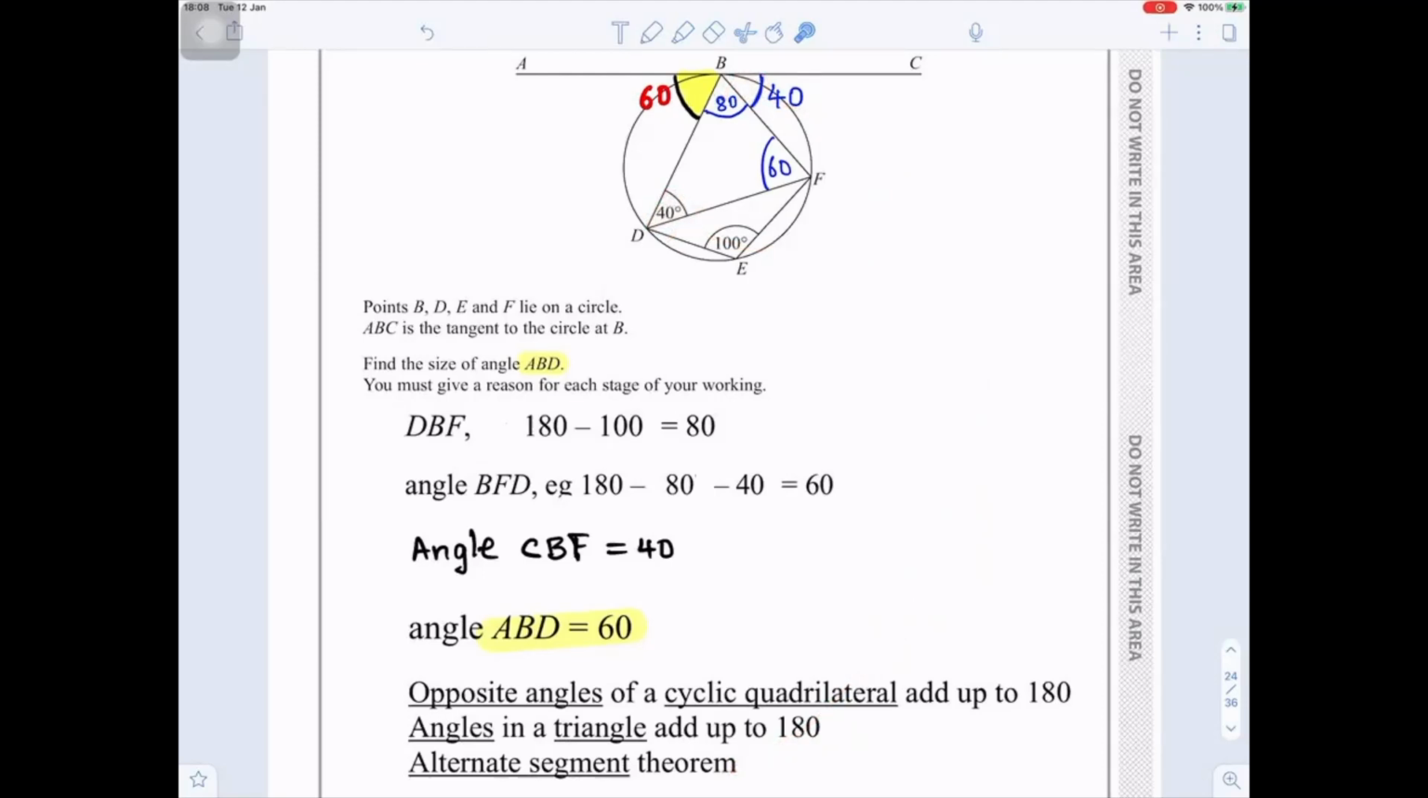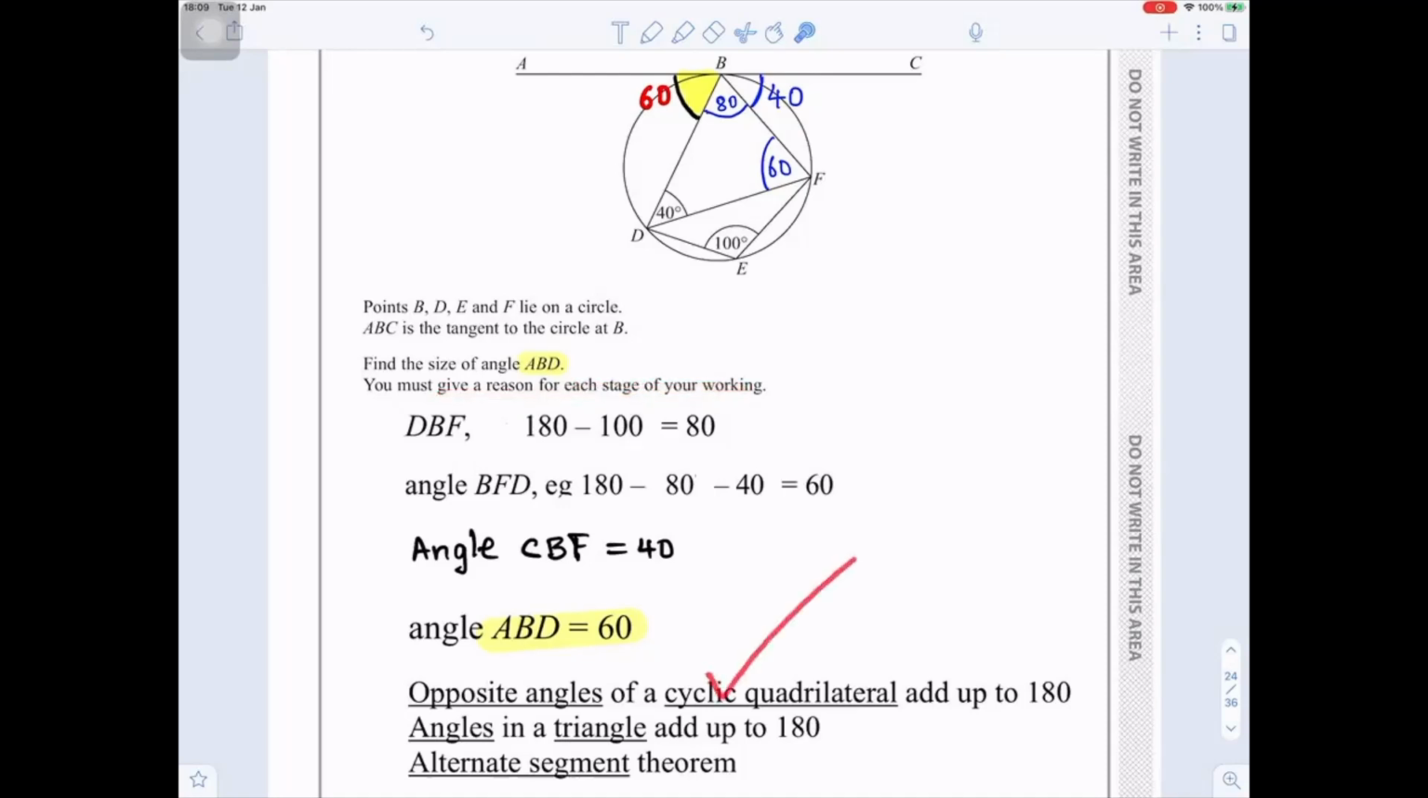Now, angle ABD. This is a straight line. So angle ABD is 180 minus 80 minus 40, which gives you 60. ABD is 60 because it says ABC is the tangent to the circle at B, and the tangent is a straight line. So those are how you work out those angles, and using these reasons at the bottom, you must give a reason for each stage.